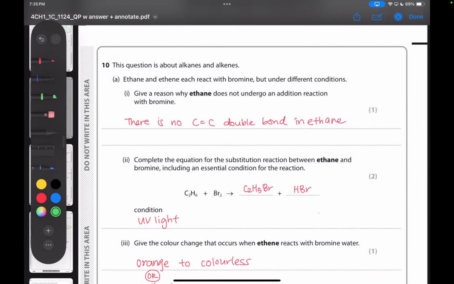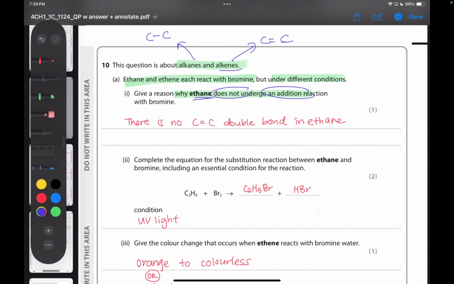With the first question, we are looking at details about alkane and alkene. They can react with bromine, but under different conditions. Give a reason why ethane does not undergo addition reaction with bromine. The idea here is that you must be able to clarify that alkane has the CC single bond, and for alkenes, ENE, that's the CC double bond.